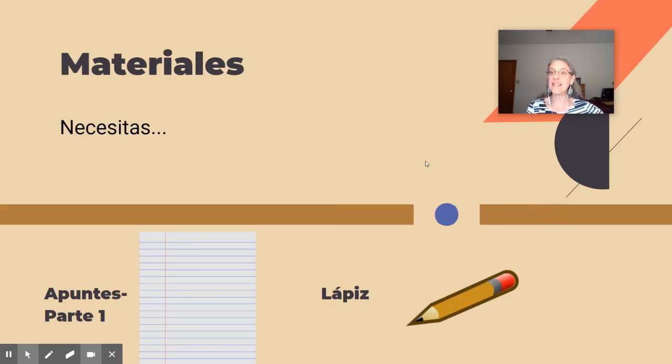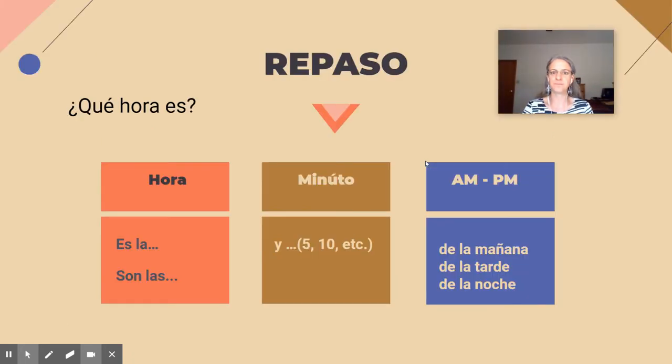Materiales. Necesitan los apuntes de parte 1. You should have your reloj or clock drawn and the notes from yesterday on there, or parte 1's lección. Y necesitan un lápiz. También el lápiz. We're going to be adding in more information on telling time in español. Saquen los apuntes y saquen el lápiz, por favor.